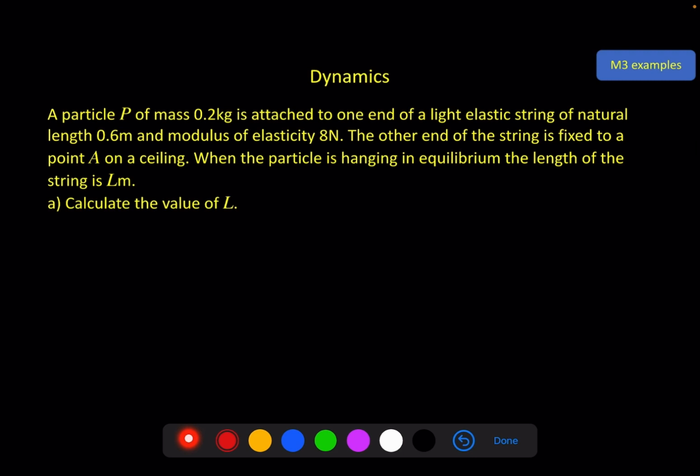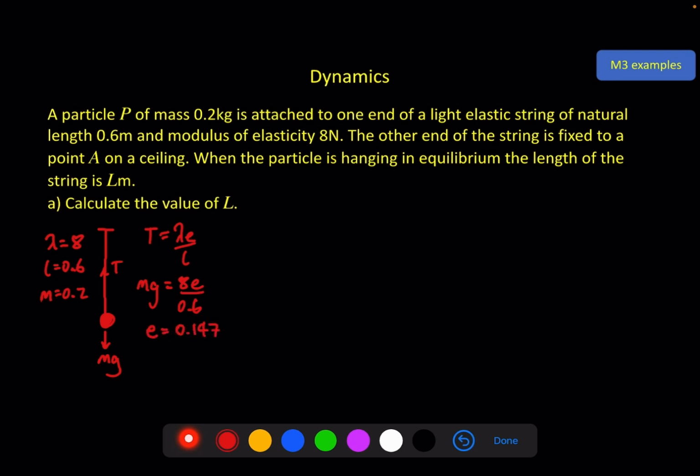Similar to the previous example, this is just getting us to the equilibrium point where mg is equal to the tension. We have lambda is equal to 8, L is equal to 0.6, m is equal to 0.2. So T is equal to lambda e over L gives us mg is equal to 8e over 0.6, and with m as 0.2 and g as 9.8, that gives us an answer of 0.147 exactly.